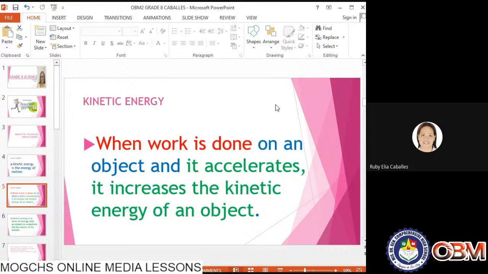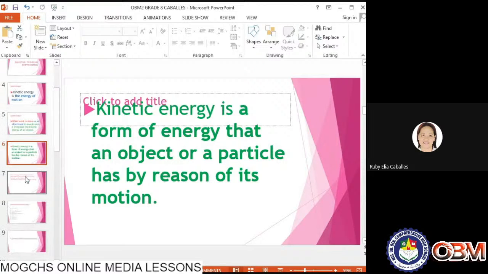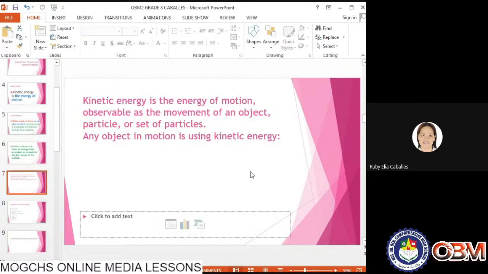When work is done on an object and it accelerates, it increases the kinetic energy of the object. Kinetic energy is a form of energy that an object or a particle has by reason of its motion. Well, kinetic energy is the energy of motion observable as the movement of an object, particle, or set of particles. And take note, any object in motion is using kinetic energy.